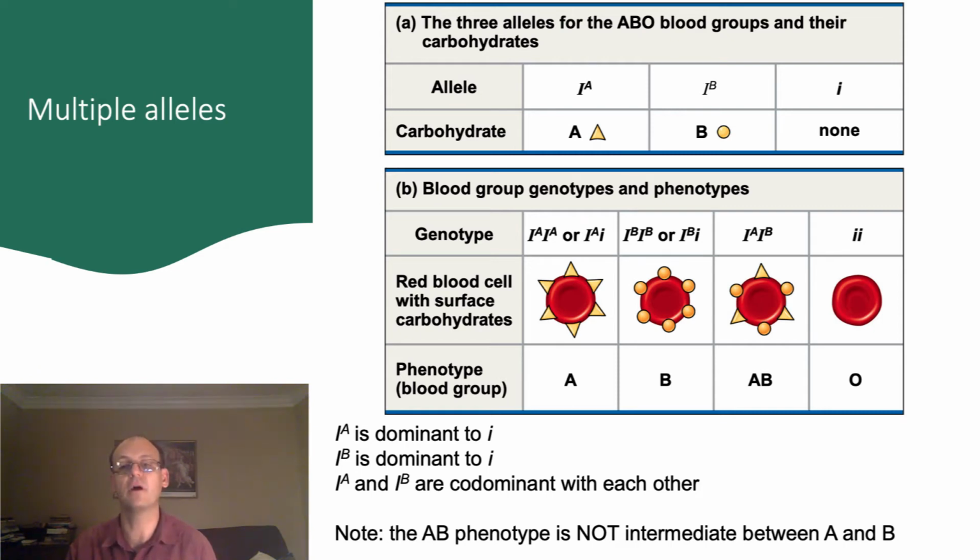Furthermore, because the small i allele doesn't cause any carbohydrates to be placed on the cell surface, small i homozygotes have blood type O. The relationship between the IA and IB alleles is one of codominance, just like with the MN blood types. IA-IB heterozygotes have a phenotype that includes both types of carbohydrates on their cell surface, and this results in the blood type AB.